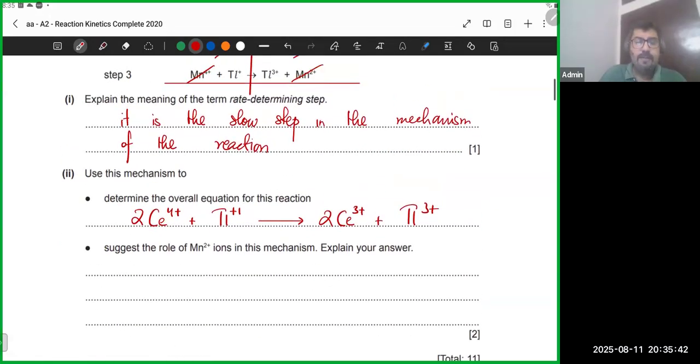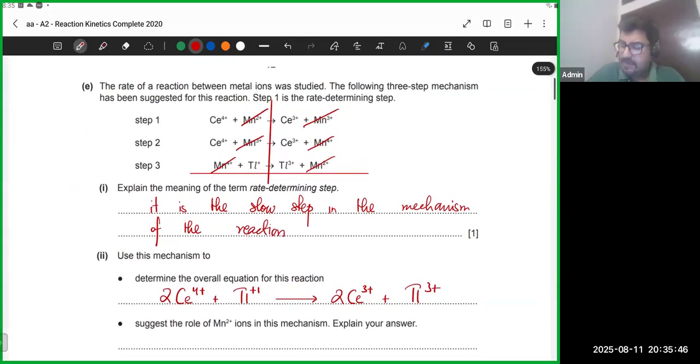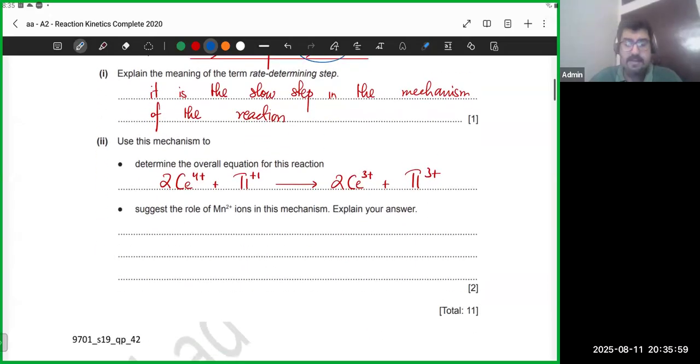Suggest the role of Mn2+ ions in this mechanism. Explain your answer. So the Mn2+ is what? It's your catalyst. It's used here and later it's reproduced at the end as well, right? So it's a catalyst. And what type of catalyst is it? It's a homogeneous catalyst. It's a 2-mark question, so it's a homogeneous catalyst.